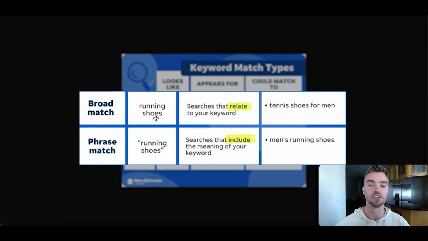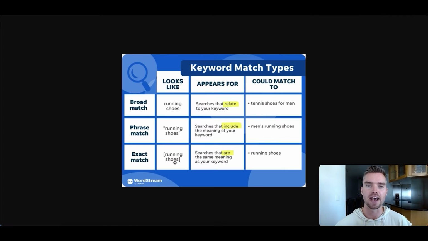Because these are going to generate the most search terms. Because again, when a customer types in a certain keyword, your ad shows up. Even though you targeted running shoes in phrase or broad match, the keyword that your ad shows up for could be tennis shoes for men or men's running shoes. It could be one of these other keywords that you actually appear for and not running shoes, where exact match is different. You target exact match, you show up for exact match.